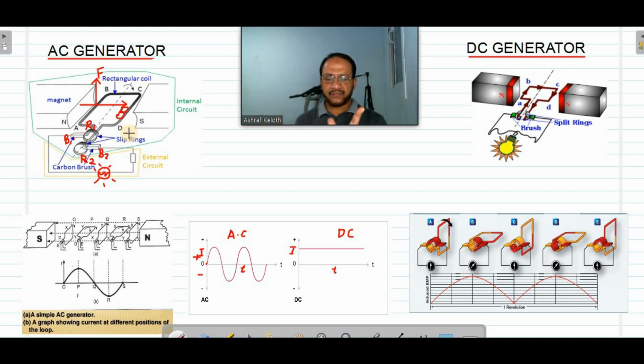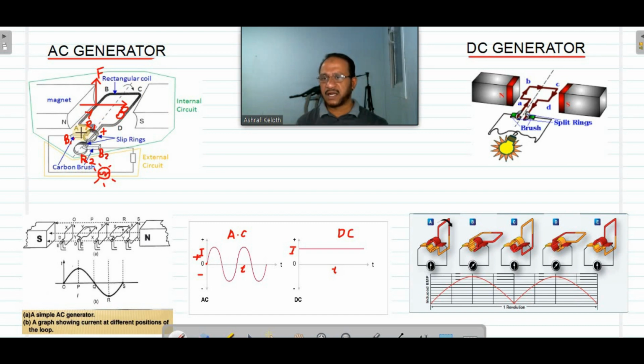So A to B. When we apply right hand rule, magnetic field is index finger, that is from left to right, and thumb is moving upward. So this middle finger is into the screen. Means at the side AB, current is flowing which direction? From A to B. We can say the ring R1 is positive and R2 is negative, because current always flows from positive to negative.